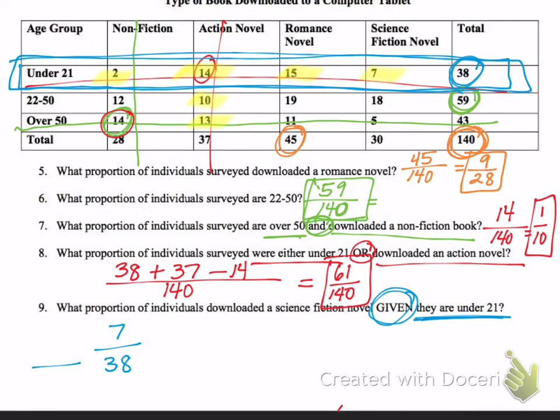So I changed my total because of the condition. My condition was that it was under 21. So I only look at the 38 people that are under 21. 7 of those people downloaded a science fiction novel. And that doesn't reduce, so I leave it like that.